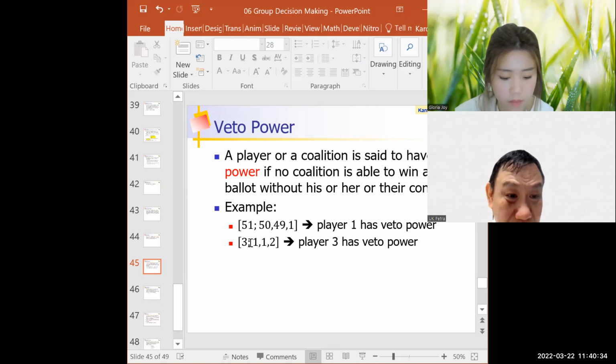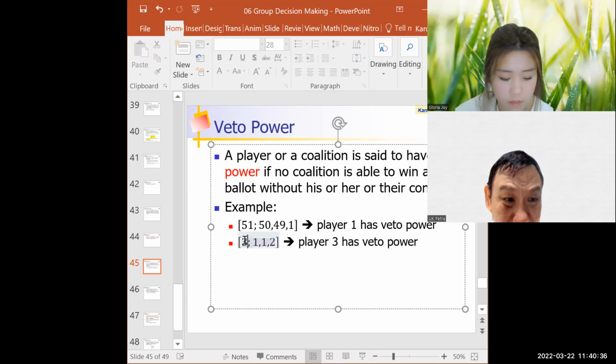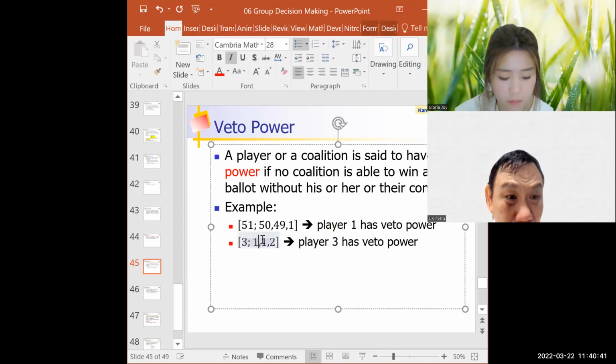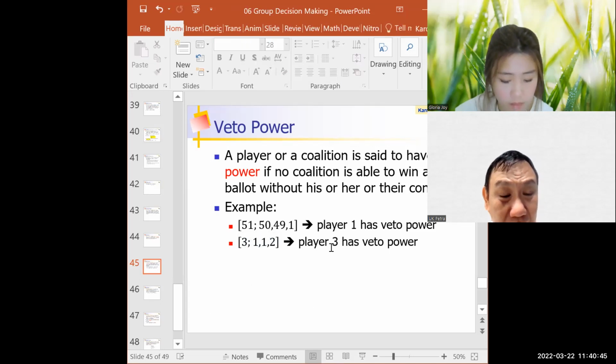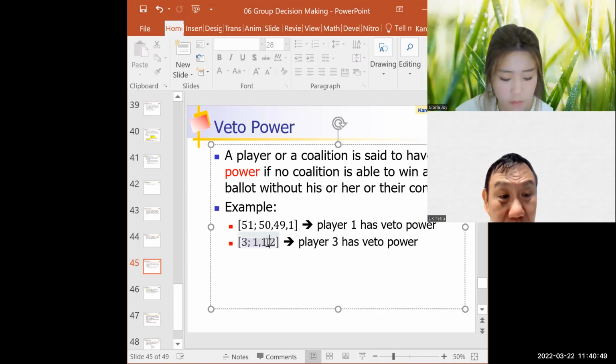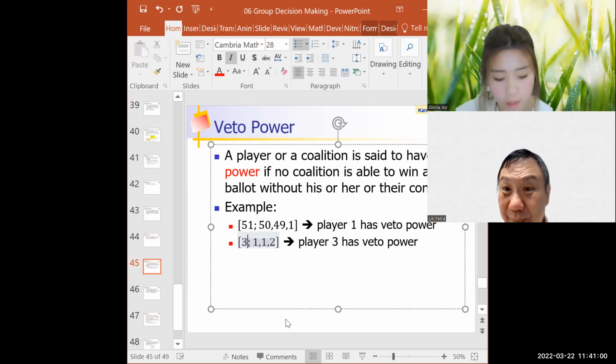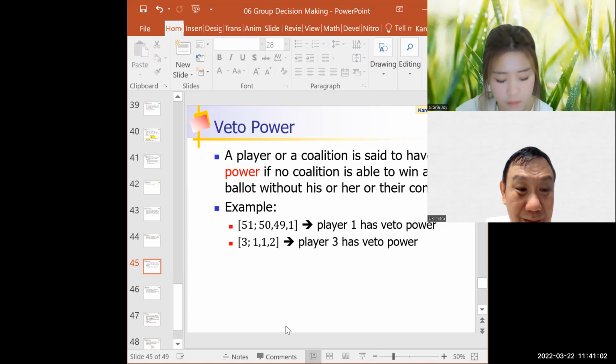How about this? The threshold is 3, and then 1, 1, and 2 are the weights. So clearly player 3 has veto power. Why? Because you cannot win that election without that player. So that's the meaning of veto.